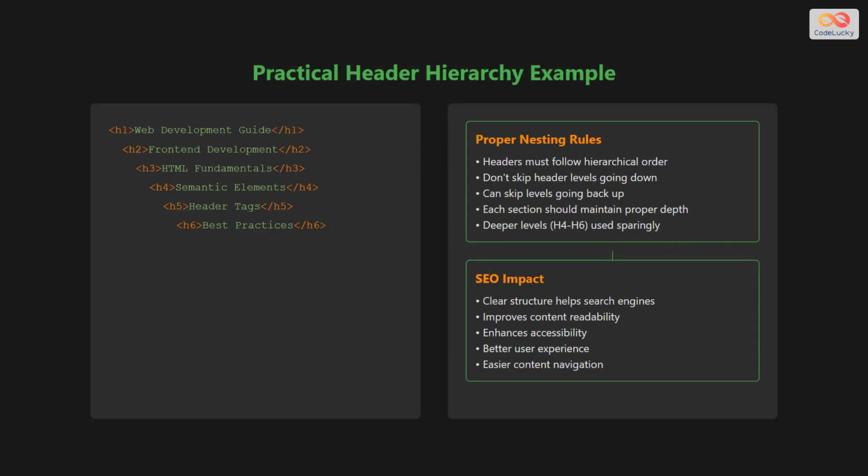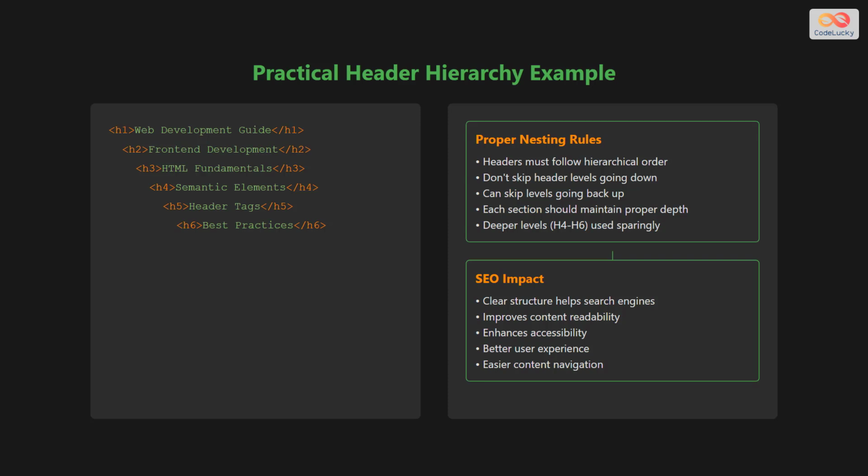Here's a practical example of a header hierarchy. The H1 tag is for the main title, followed by an H2 for major sections. H3 tags are used for subsections, H4 tags for semantic elements, H5 tags for header tags themselves, and H6 tags for best practices. It is important to follow proper nesting rules.